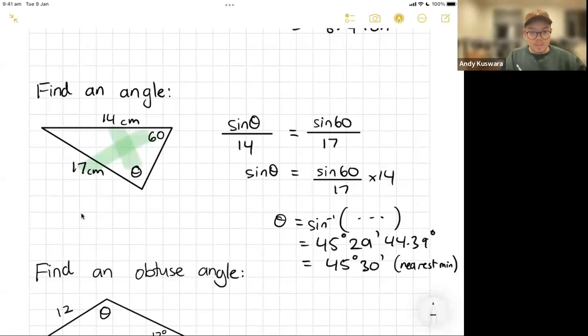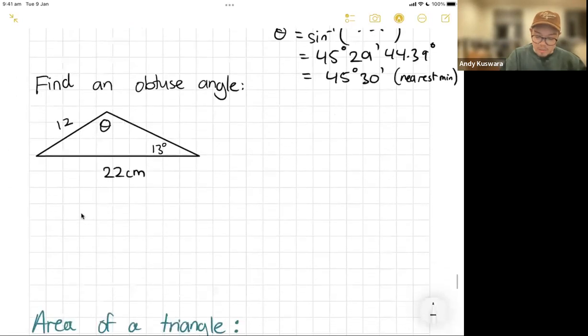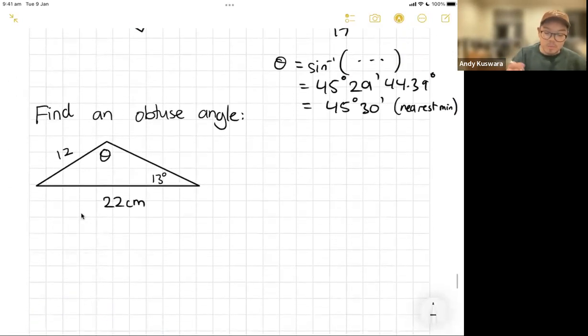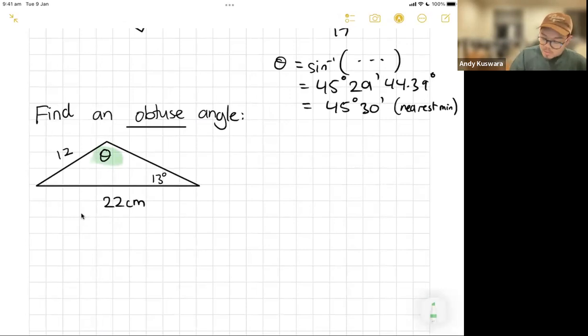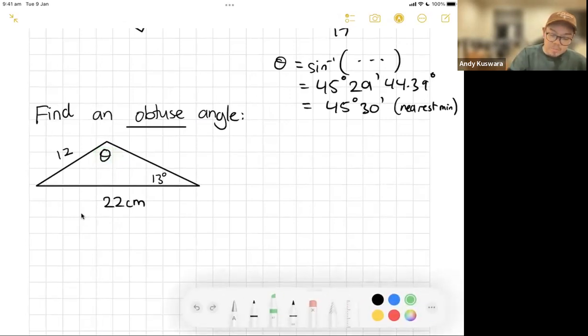That's just extra. Okay, now there's one other little trick that they'll kind of put out there, and it's finding what we call an obtuse angle. So let me show you what happens when it comes here. Now, it kind of looks like theta is going to be an obtuse angle. Let's keep that in mind as we're doing this.